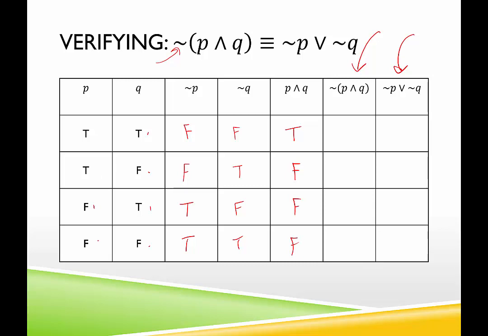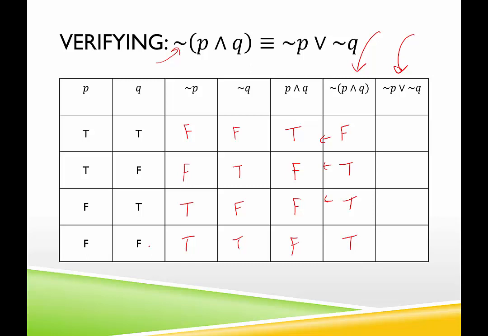Now we're looking at the negation of this. So just like we saw the negation of the simple statements, the negation of the conjunction will have the opposite truth value. So this will be false, true, true, true, right? So it's the exact opposite of what we see here.